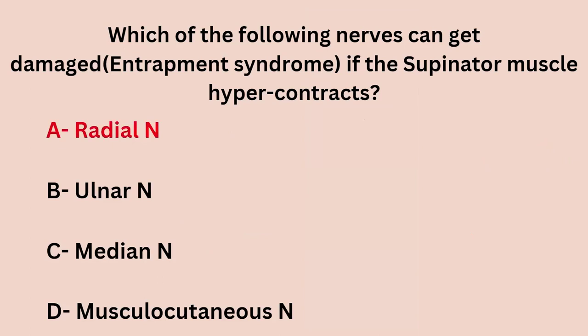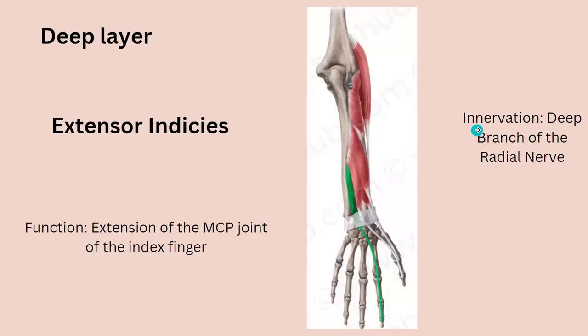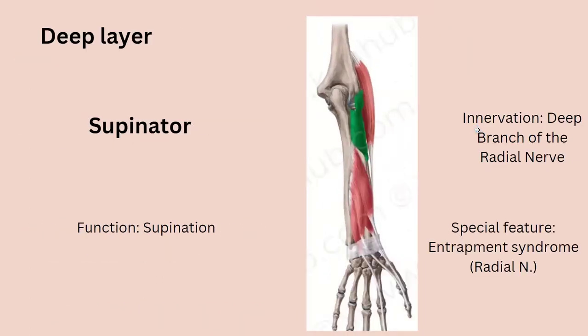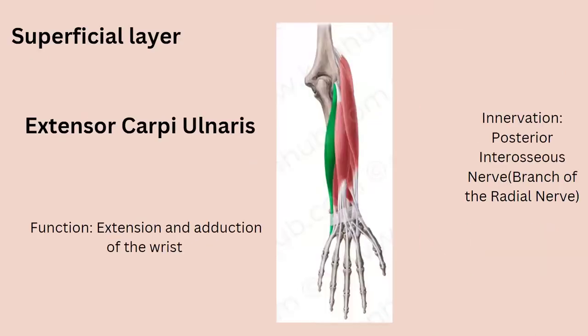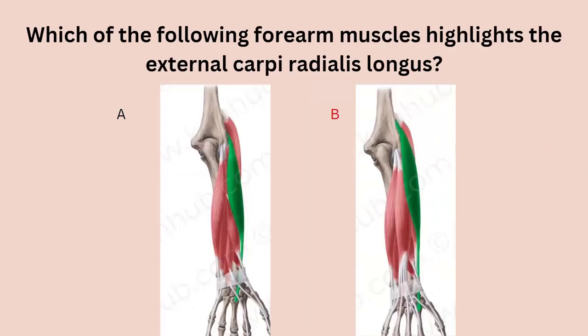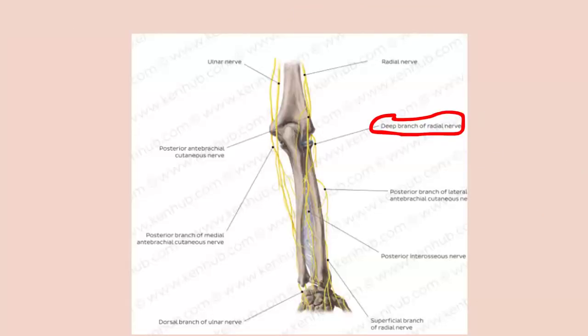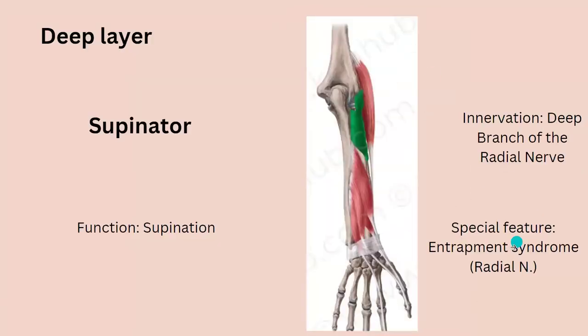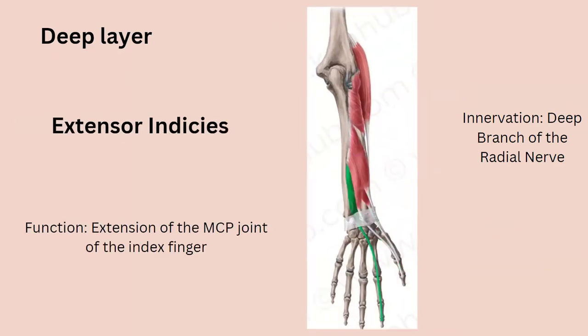Okay, so the answer right here is the radial nerve. So for the guys that got this wrong, I'm sorry, it's right here. It's the first muscle, yeah. So the radial nerve innervates the supinator muscle. If it hypercontracts, or if anything goes wrong with this muscle, the radial nerve gets affected.